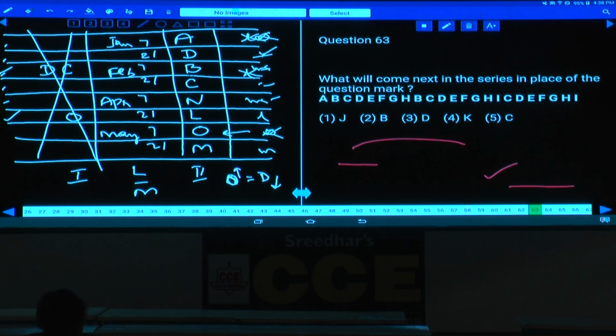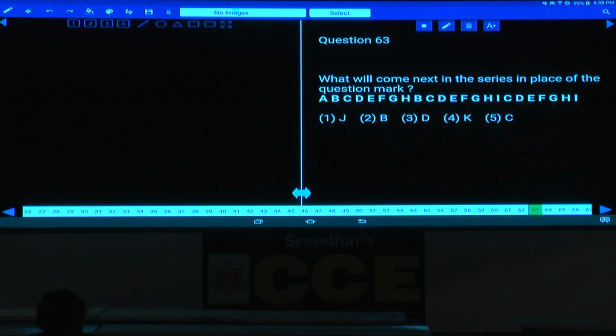Then question number 63. Now in question number 63, what will come next in the series in place of the question mark? Now A, B, C, D, E, F, G and H are the 8 letters. Next one B, C, D, E, F, G, H, I. Now here A is deleted, but whereas I is added. In each of these terms we are having only 8 letters. In each group there are 8 letters.